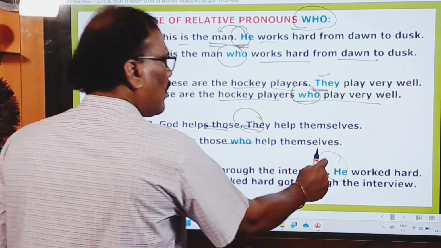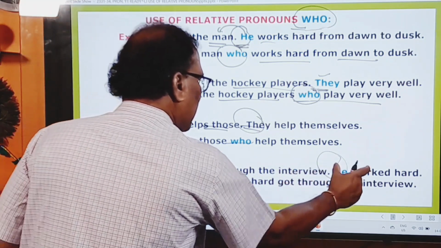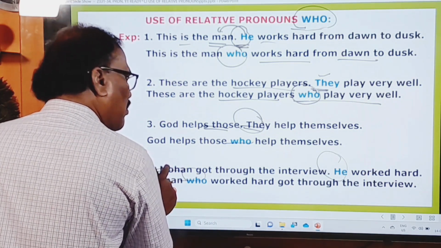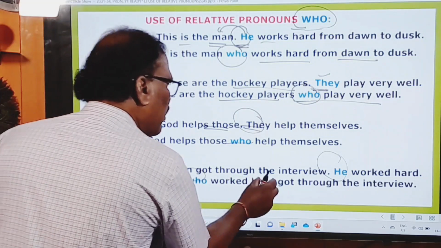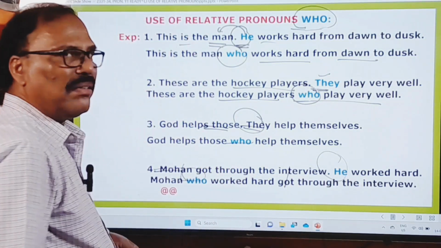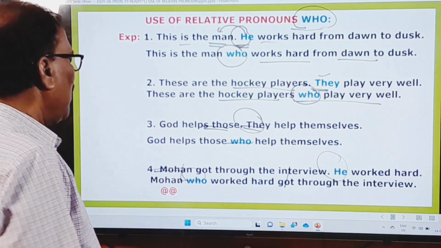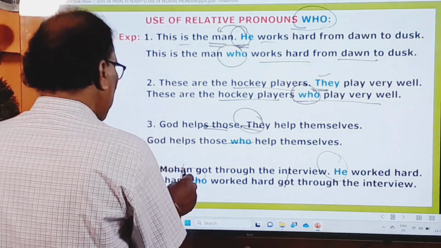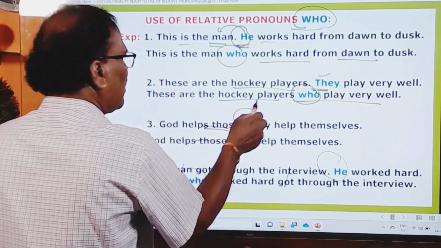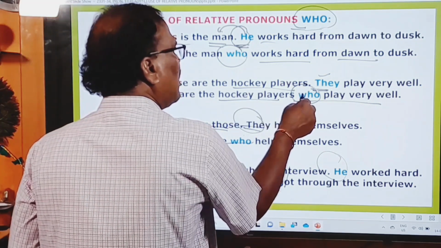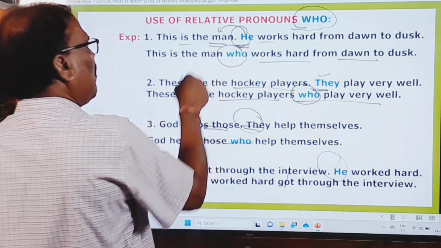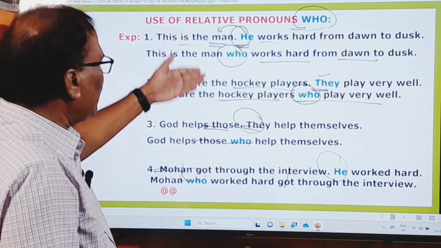Mohan, immediately, this sentence should be used immediately beside the first noun. Okay, Mohan who worked hard got through the interview. This is how you can join that. So here Mohan is the antecedent of who. Those is the antecedent of who in this sentence, and the hockey players is the antecedent of who in the second sentence, and man is the antecedent of who in the first sentence. So these are all the antecedents.